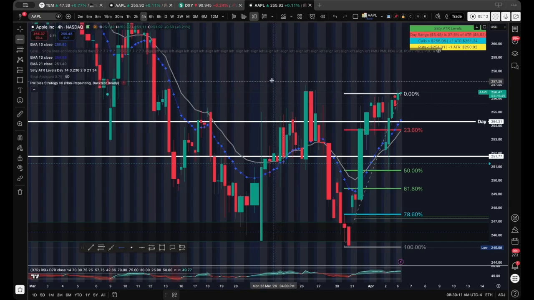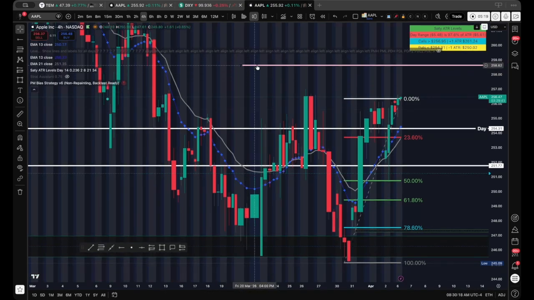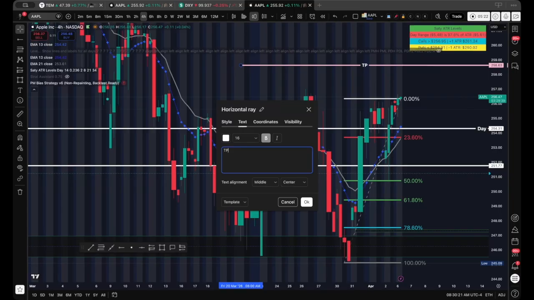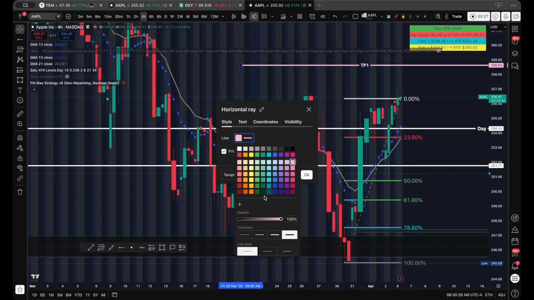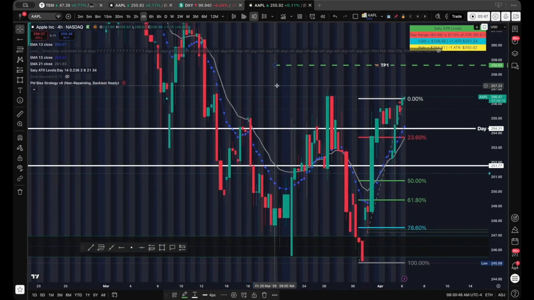And I use horizontal rays to make my take profits. And that's TP1. And I'll take it off of that. What I usually do is I draw green lines and I put X's in there. Put my signature bull in there. And that's TP1 for me.